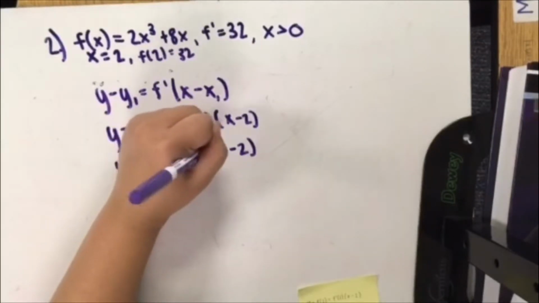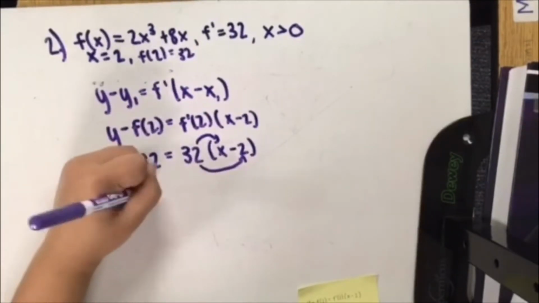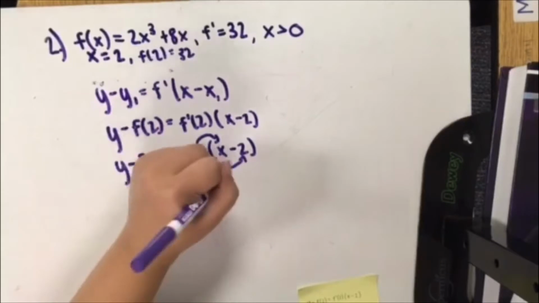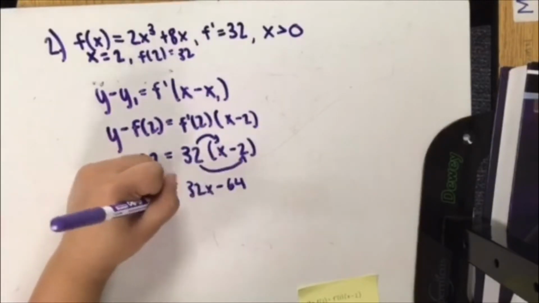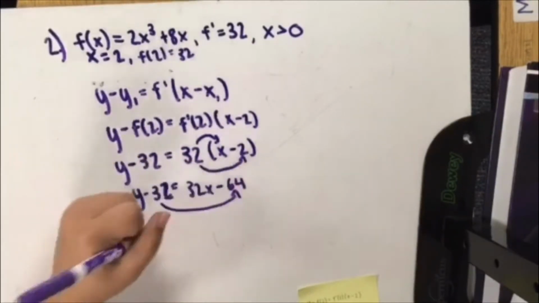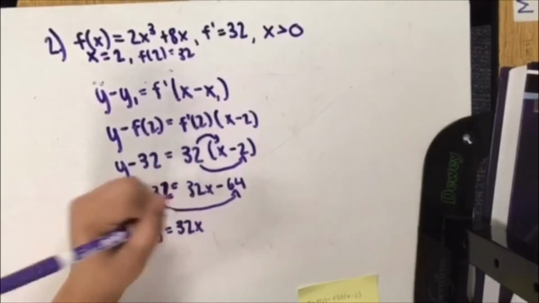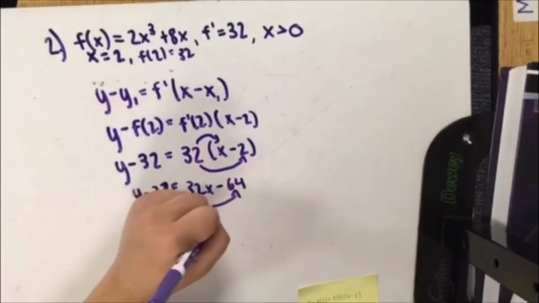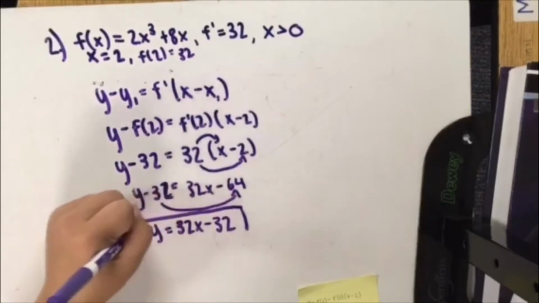Then what I'm going to do is I'm just going to distribute the 32 to the x and the negative 2, which equals y minus 32 equals 32x minus 64. Then I'm going to add 32 onto both sides, and I get y equals 32x minus 32.